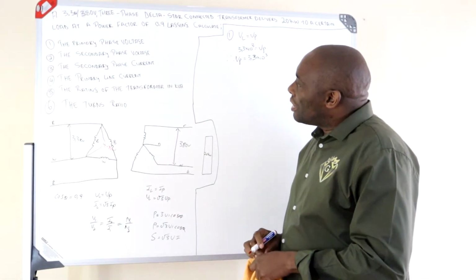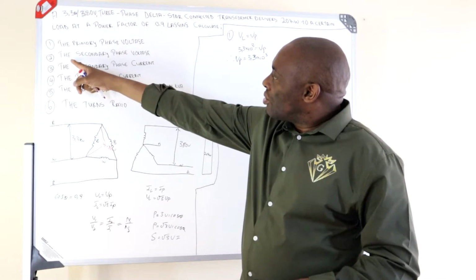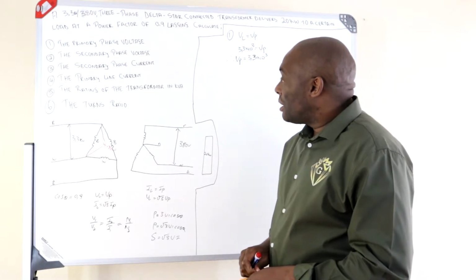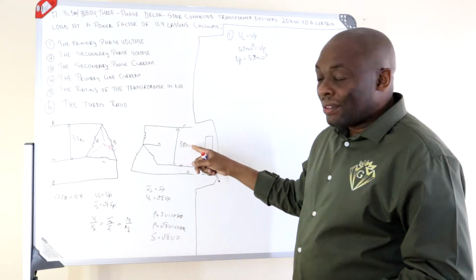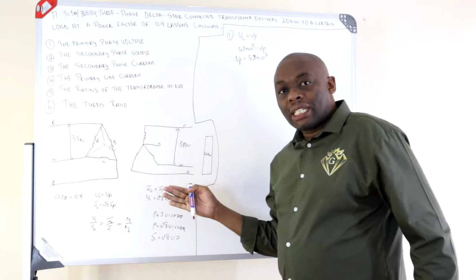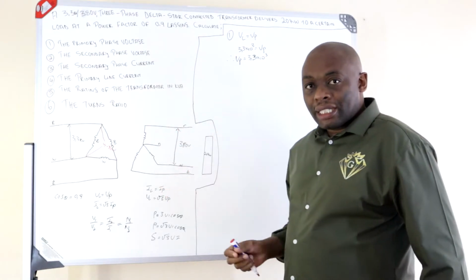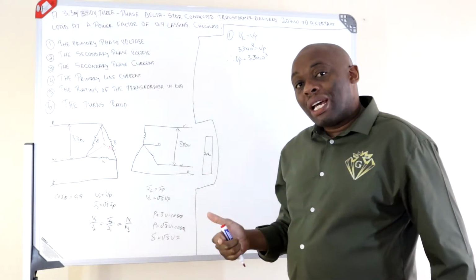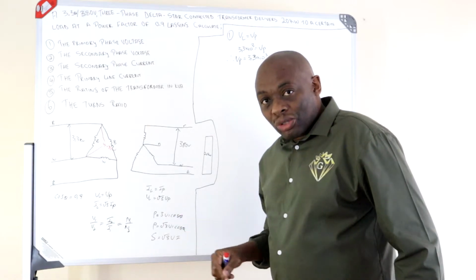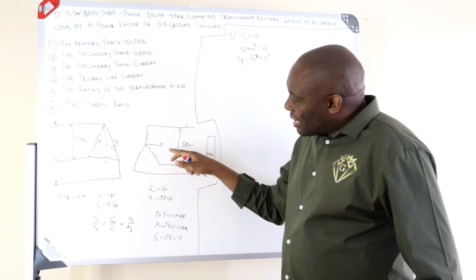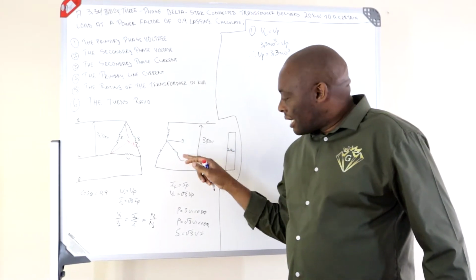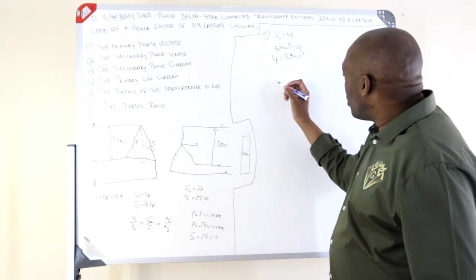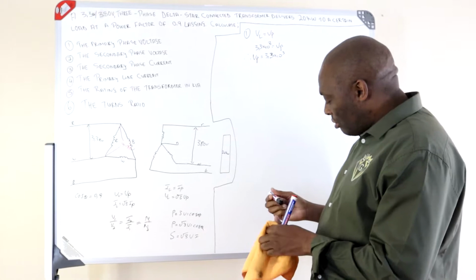So then let's go to the next question. The next question wants us to determine the secondary phase voltage. If we are looking at the secondary side, we have our star configuration. So we will need to check the relationship between our line quantities and phase quantities in terms of the voltage. We can see here that in a star configuration, which is our secondary side, our V line is equal to the square root of 3 times V phase. So we go there for number 2.